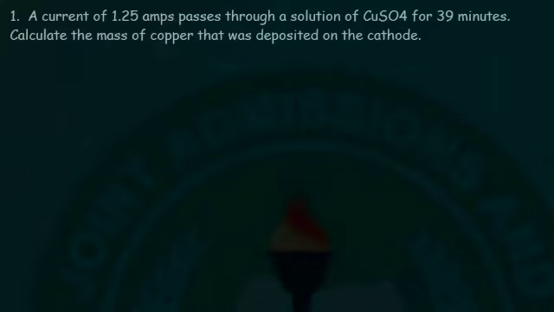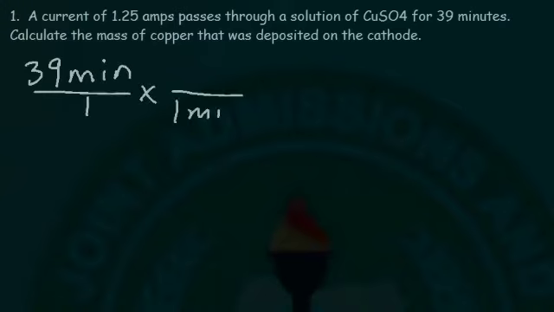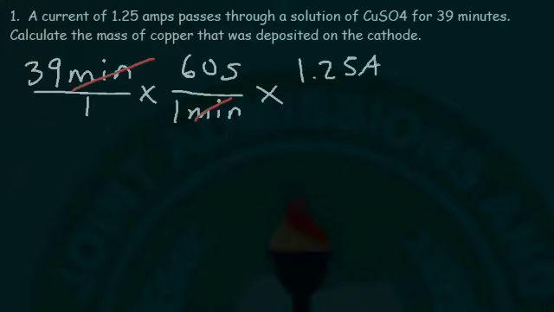So the first thing we need to do is convert minutes into seconds. So there's 39 minutes, and in each minute, there are 60 seconds. So the units minutes cancel. And then we're going to multiply this by the number of amps. So we have 1.25 amps.